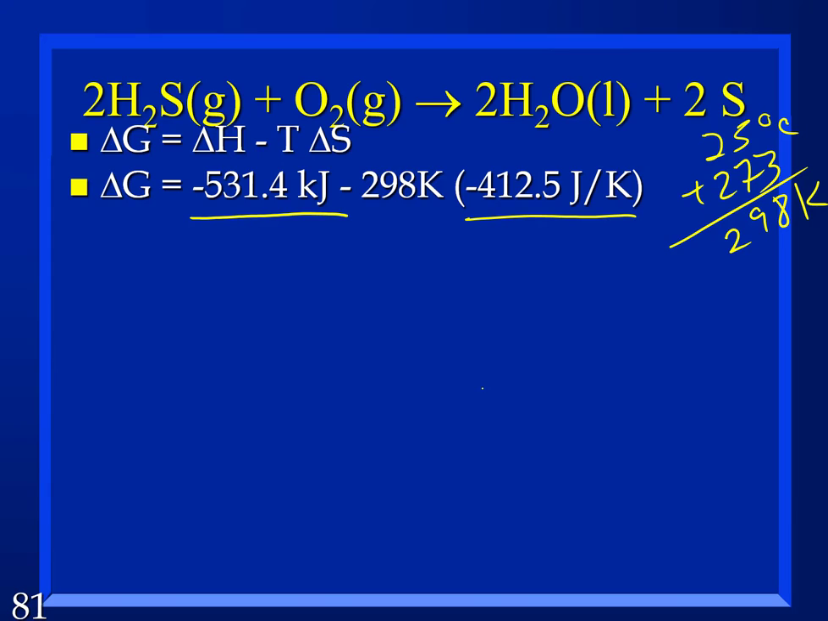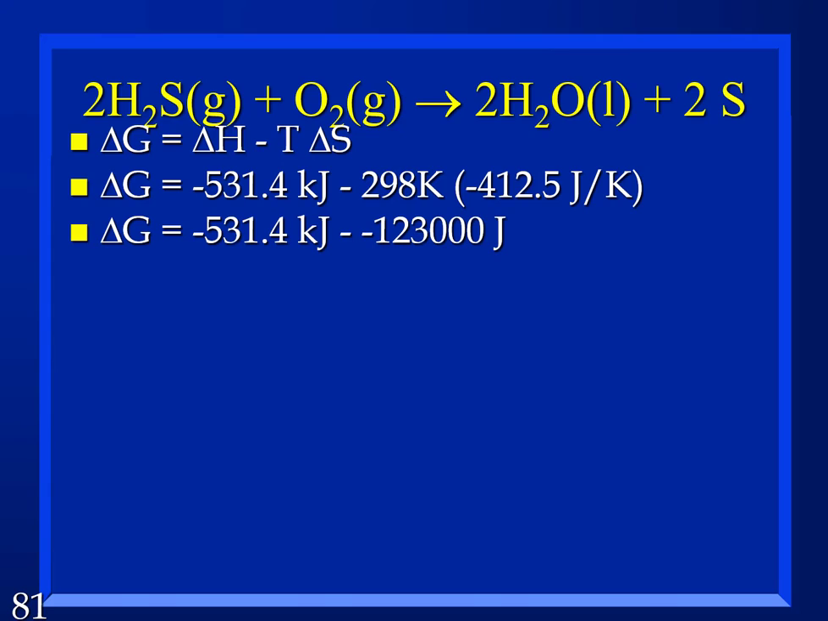And why do we do plus 273? Because I need it in Kelvin. To change Celsius to Kelvin, you add 273. Remember, Celsius and Kelvin are 273 apart. Kelvin's always bigger. Now, if you do that multiplication, you get this. I just multiplied 298 times negative 412.5.